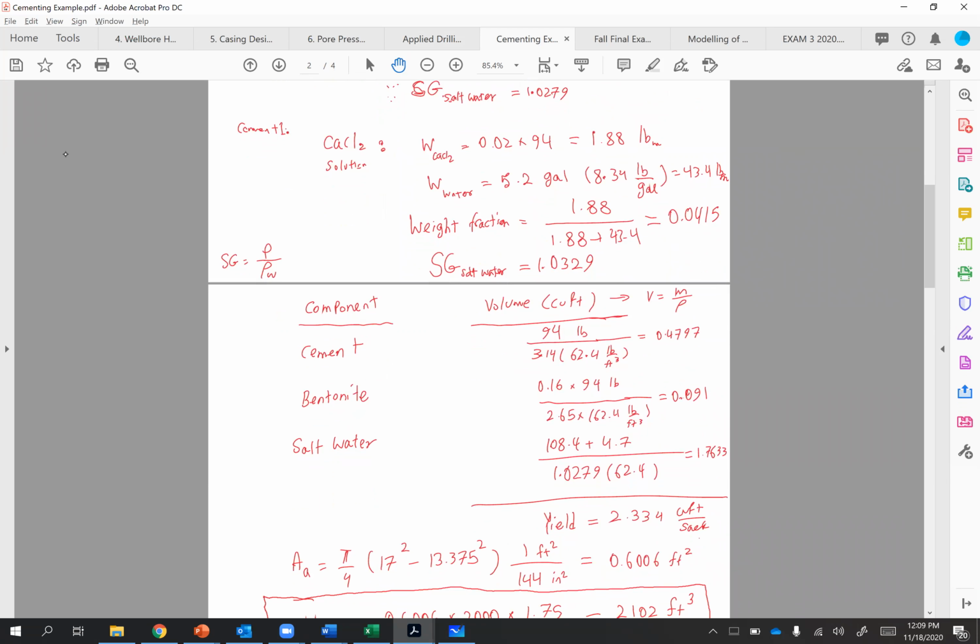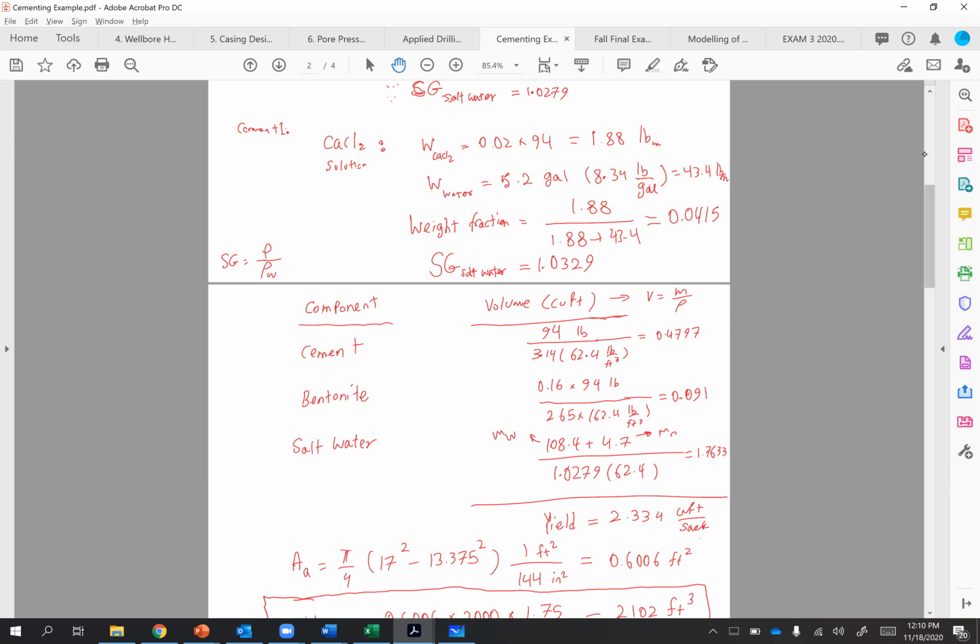How do you do that? Cement is 94 pound mass, so you have the mass, divided by the density. Density is the specific gravity multiplied by the density of water, which is 62.4. That's the cement volume in cubic feet if you mix it. Then for bentonite, we have the mass divided by specific gravity times water density. For salt water, you have to add the water mass and the mass of NaCl.